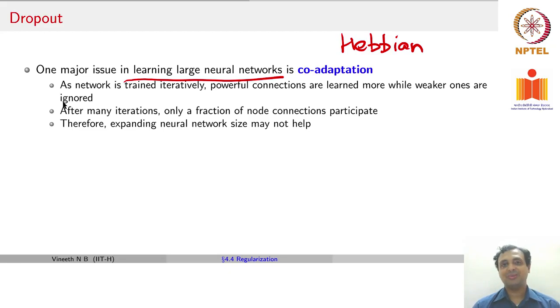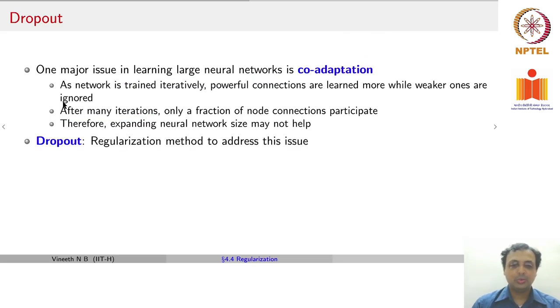Because you do want to ensure that, as we said earlier, it's okay if you make a few mistakes on your training data, but you want to do well on your test set. So it's possible that after many iterations, only a fraction of node connections actually participate in generating the output, and just increasing your neural network size is not really going to help, because this situation will continue to proliferate even then. So what can we do here?